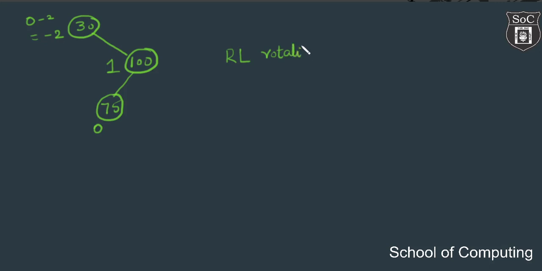So what is RL rotation? First of all, it comes under double rotation. And look at the sequence. What is the first letter? R. So do a right rotation. Second letter is L. You will be doing a left rotation. There is no confusion. Where should I do right rotation? Right rotation, step 1. Step 1 will always be done on the successor, as I said.